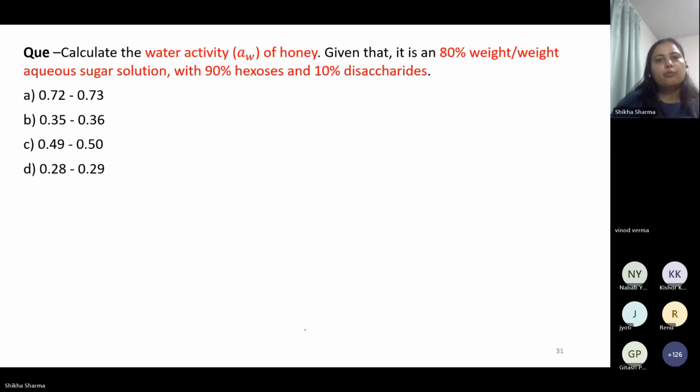Calculate the water activity of honey given that it is an 80% weight by weight aqueous sugar solution with 90% hexose and 10% disaccharides. So we need to calculate the water activity in the honey. In this, it is given that 80% weight by weight is the aqueous sugar solution. Out of the 80%, 90% are hexose and 10% is disaccharide.